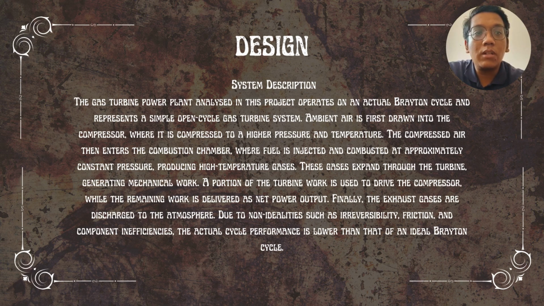Ambient air is first drawn into the compressor, where it is compressed to a higher pressure and temperature. The compressed air then enters the combustion chamber, where fuel is injected and combusted at approximately constant pressure, producing high temperature gases. These gases expand through the turbine, generating mechanical work. A portion of the turbine work is used to drive the compressor, while the remaining work is delivered as net power output.